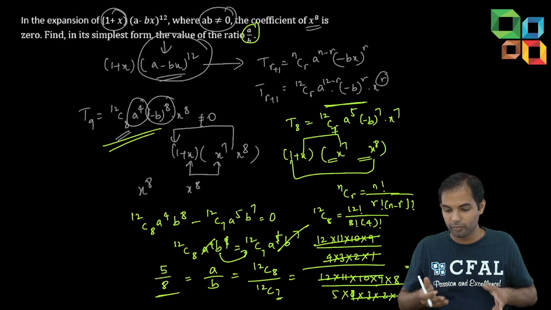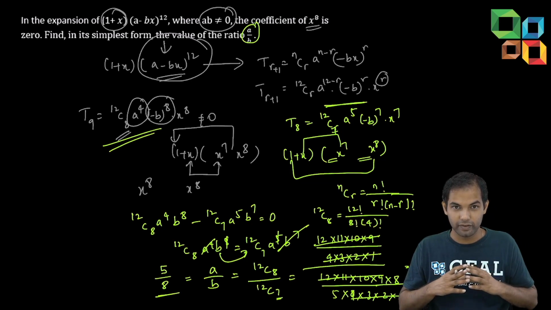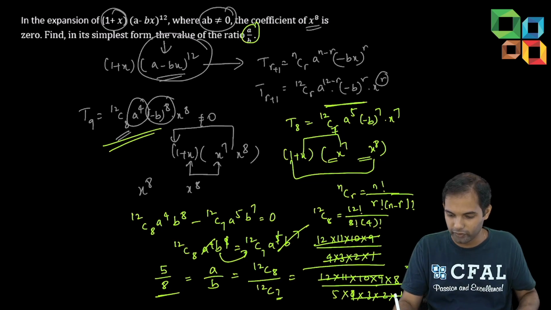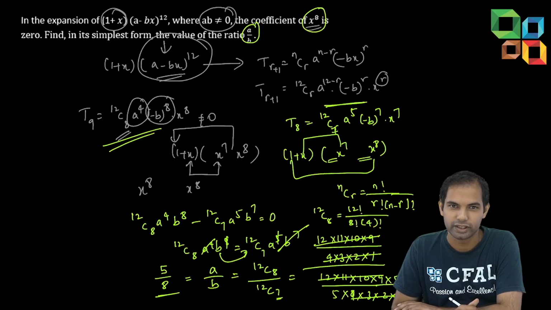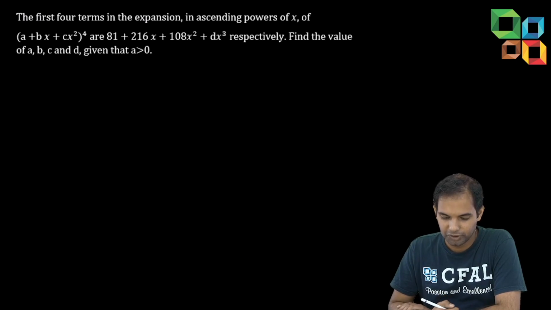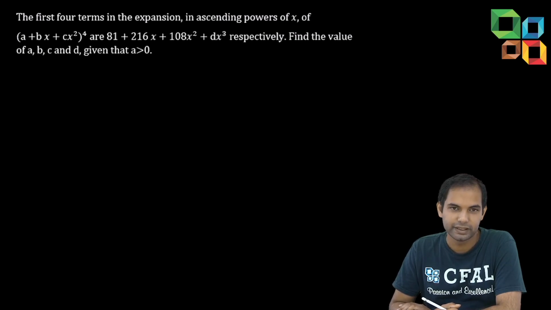So all from the information given. Now instead of having one term with the coefficient with the power x power 8, we had two terms. So the sum should be equal to 0. The first four terms in this expansion, in ascending powers of x, is given, to find the value of a, b, c.